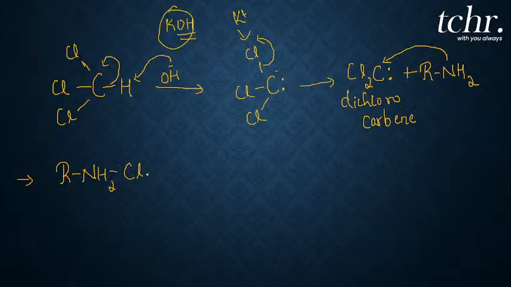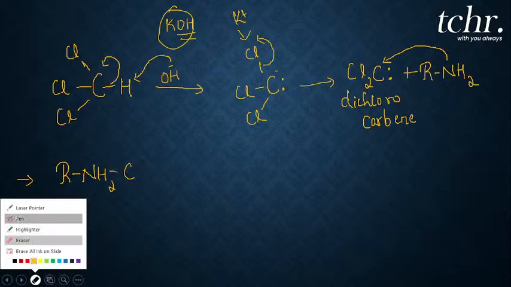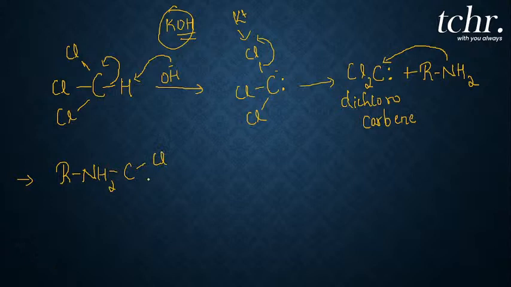So it can form a bond because you know that the nitrogen atom will have an unshared pair of electrons. So it can definitely form a bond with CCl2, where the carbon atom will be negatively charged here and the nitrogen atom is positively charged.